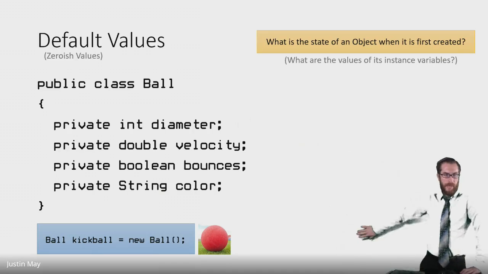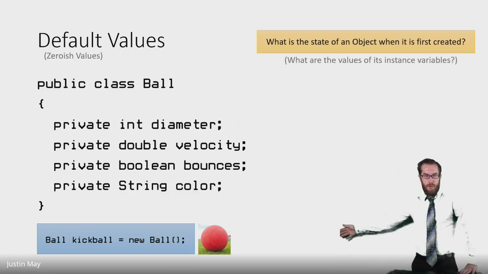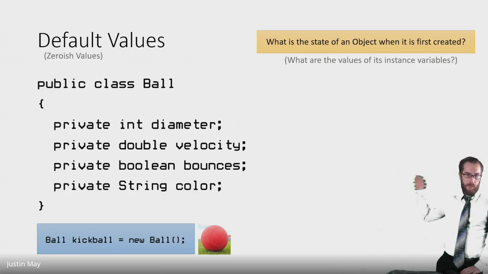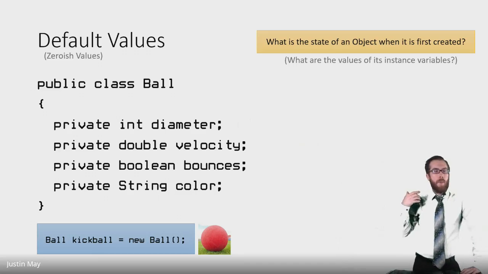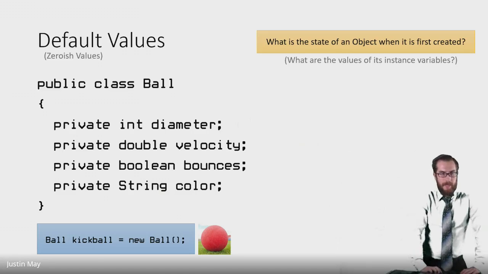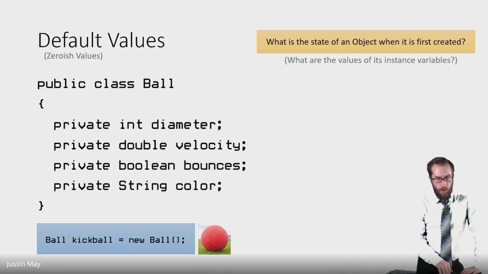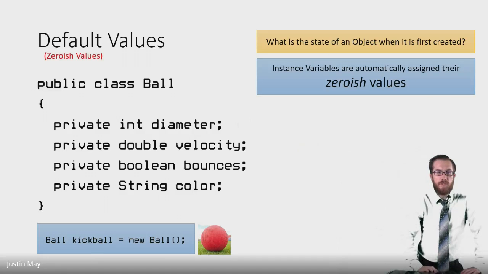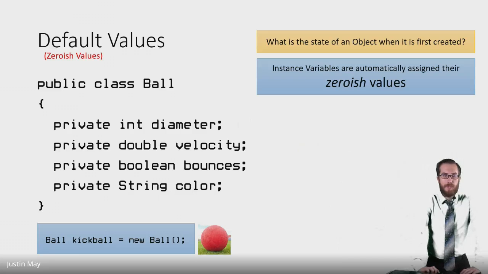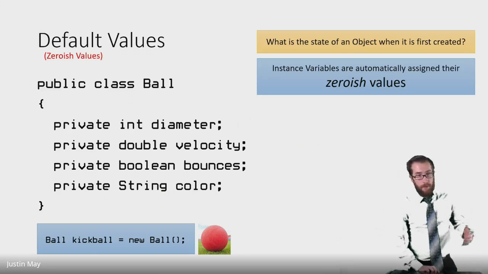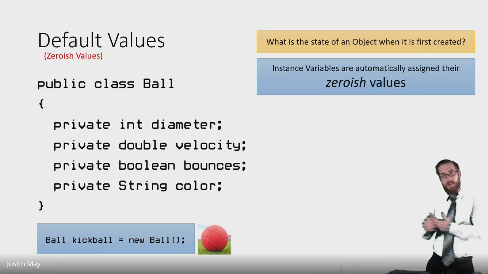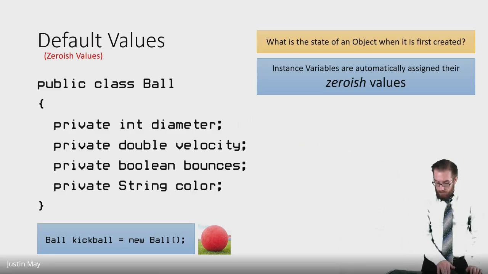When I create a new ball, so I use the new keyword and I say Ball kickball equals new Ball, what values will be assigned to these instance variables? What will the state be? Well, the initial state when you create an object is going to be the zero-ish values of each instance variable. The zero-ish value will be determined by the type of that variable. And you pretty much can guess what these are.